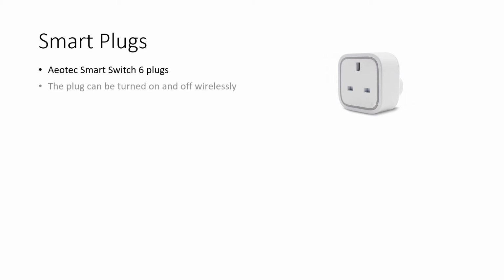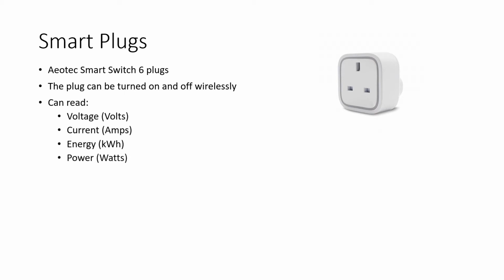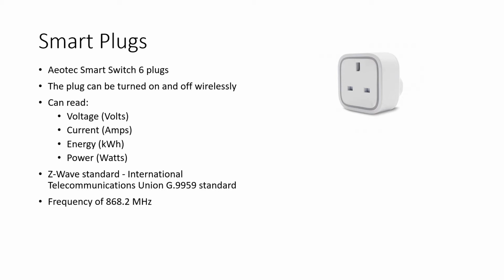The smart plugs used within this project are the AOTech Smart Switch 6 plugs. These plugs can be controlled on and off wirelessly. They also read values of voltage, current, energy, and power. The communication protocol they use is the Z-Wave communication protocol, which is standardized by the ITU. Z-Wave operates at 868 MHz. This is an advantage in the home setting as it avoids the 2.4 GHz frequency for home Wi-Fi.